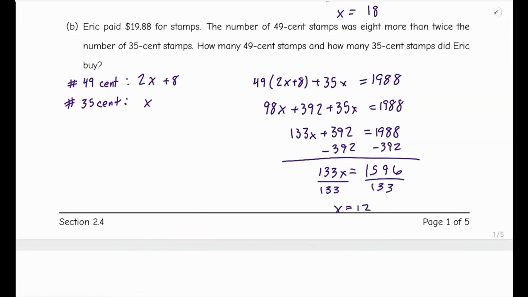So we have 12 35-cent stamps. And then the number of 49-cent stamps is 2 times that plus 8, which is 24 plus 8, which is 32. So then we have 32 49-cent stamps.